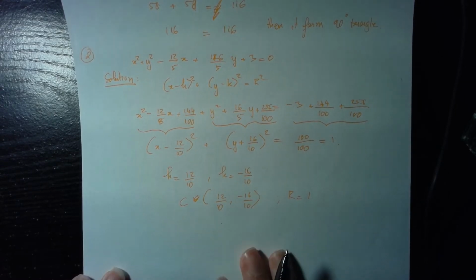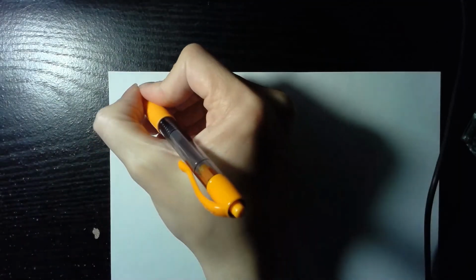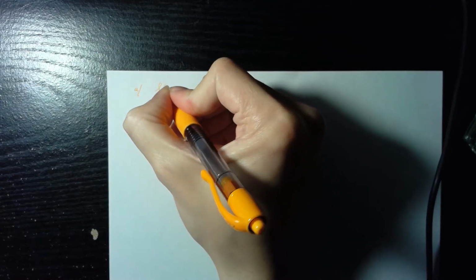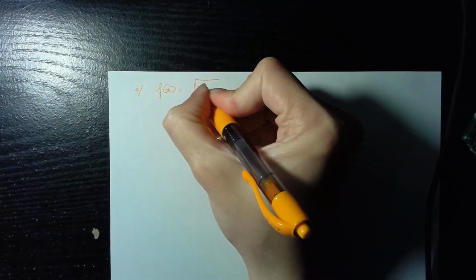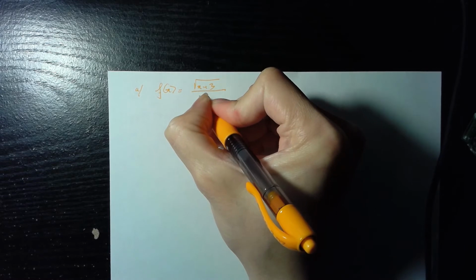For problem number 3, problem number 3 focuses on drilling how to find the domain of the function. Okay, and I give you about how many functions? 1, 2, 3, 4, 5, 6, 7, 8. I give you 8 functions, and I want you to find the domain. So the first function is f of x equals the square root of x plus 3 over 2x minus 1.